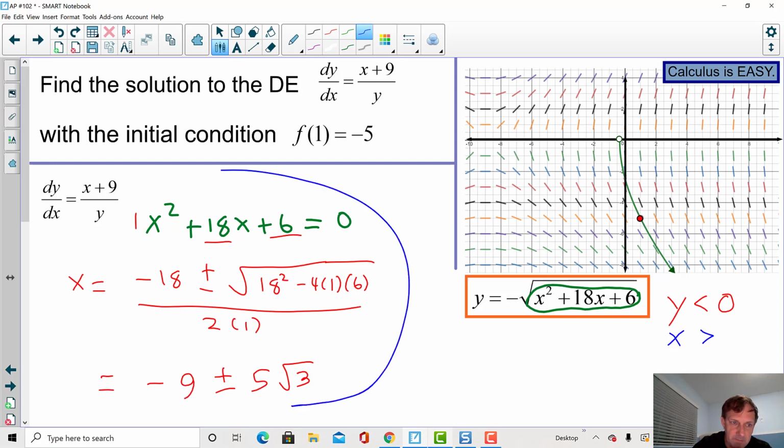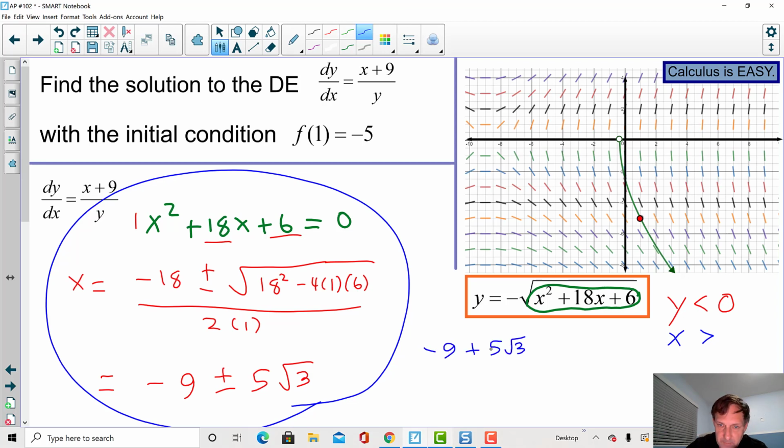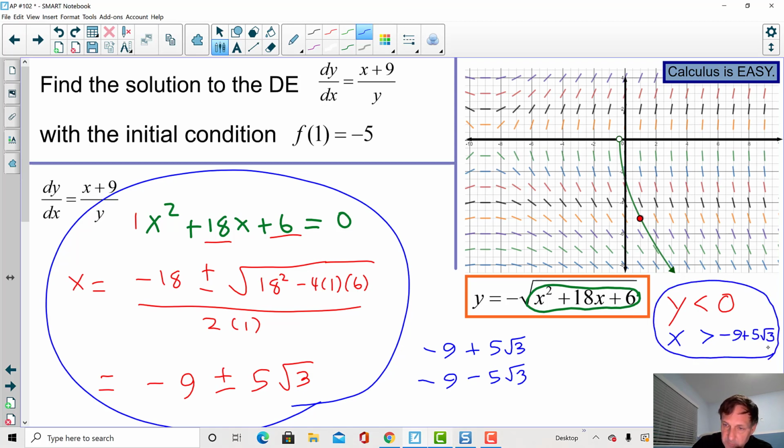Okay, you might remember this from Algebra 1. We're getting two answers, -9 plus 5√3 and -9 minus 5√3. So this x value right here is going to be -9 plus 5√3. So there you go. If you had to give the domain and range restrictions, that's what it would be.